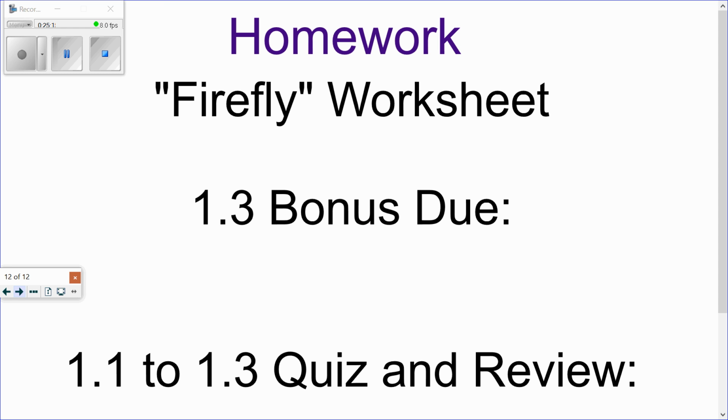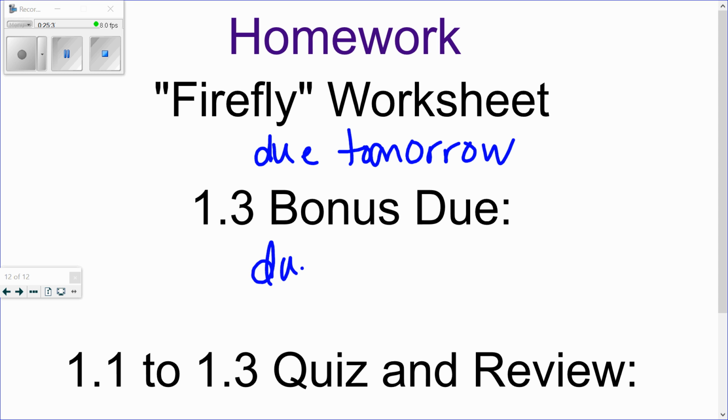Okay. Homework is the third worksheet online, the Firefly worksheet. It is due tomorrow. Right after the Firefly worksheet, there is a bonus. It's something about algebra magic. I can't remember what the exact title is. You'll see it says bonus at the top of it. If you want to try it, you can earn some tickets. Remember, those are bonus points for a test or quiz. I will collect that on Thursday if you want to try the bonus.